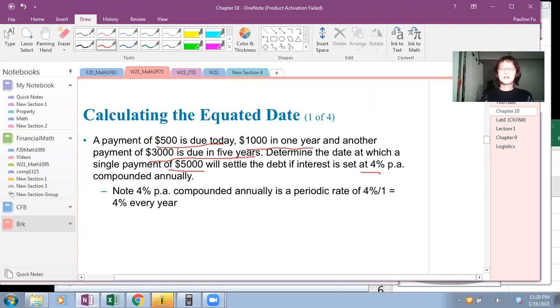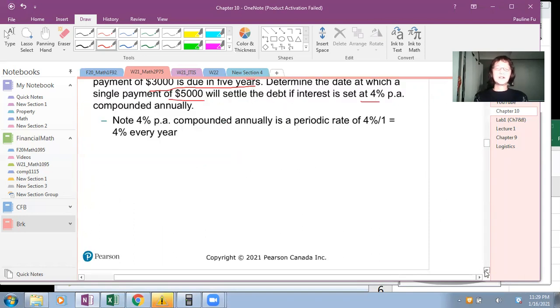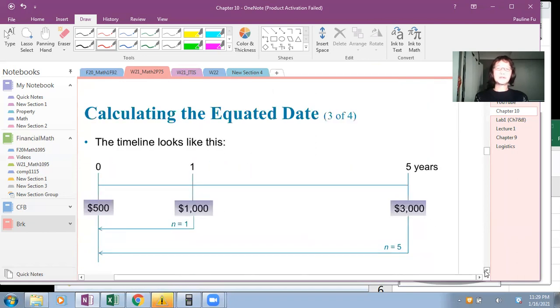So initially you have 3 payments. Now you want to make 1 single payment. What is the date for that 1 single payment? That is the question. Let's draw a time diagram to illustrate.